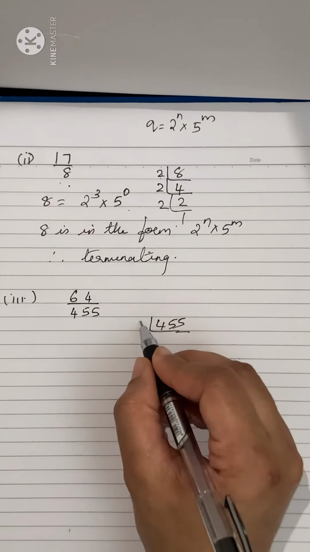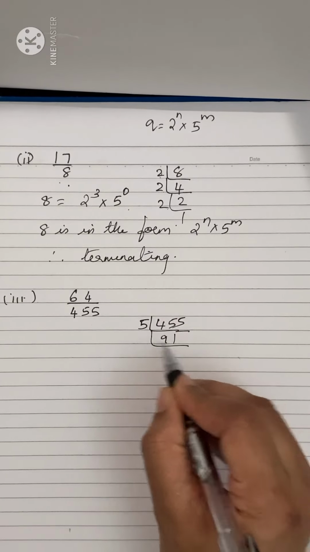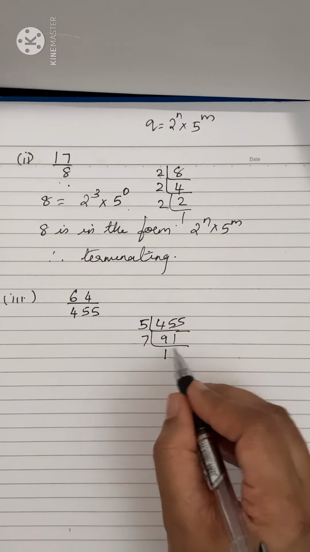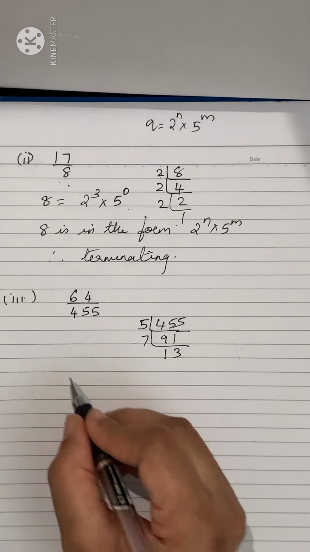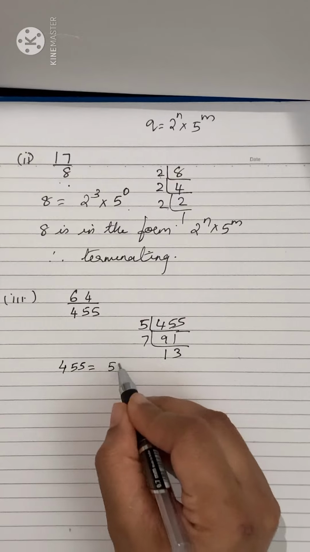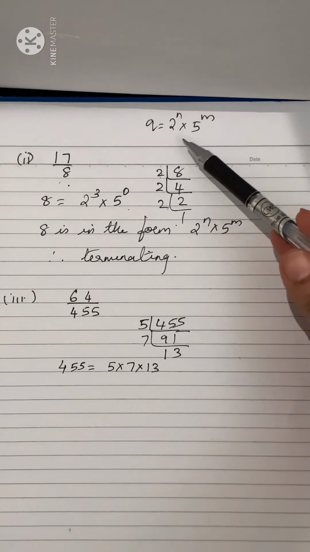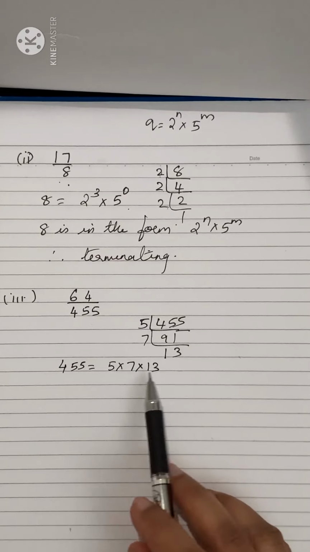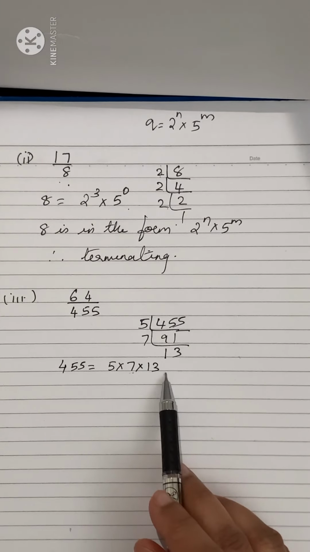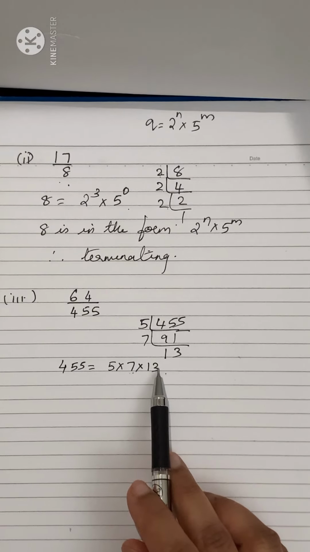Here we can factorize it with 5, 91, then 7, 13. Therefore, 455 can be written as 5 into 7 into 13. This is not in the form 2 raised to n into 5 raised to m, because here 7 and 13 come. So this is non-terminating recurring.